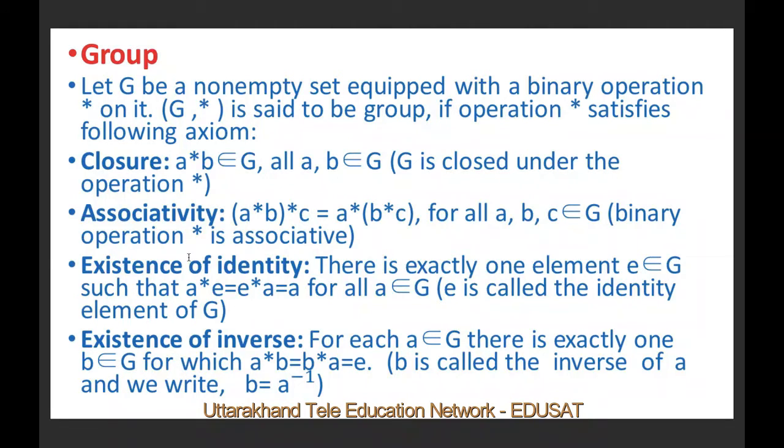Now existence of inverse. For each a belonging to G, there is exactly one element b belonging to G for which a star b is equal to b star a equal to e, then b is called the inverse of a and we write b is equal to a inverse.